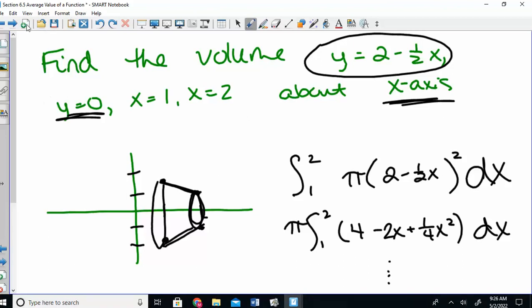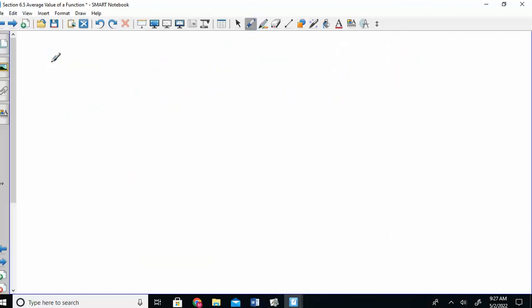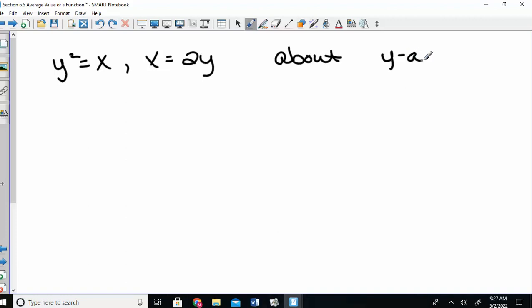I want to do maybe one where we rotate around the y-axis. And then I really will be done. So if we did, how about, I'm going to take y squared equals x, x equals 2y, and do that one about the y-axis. All right, so I gave you fewer conditions this time. I didn't give you the starting and stopping. So what would we need to do?